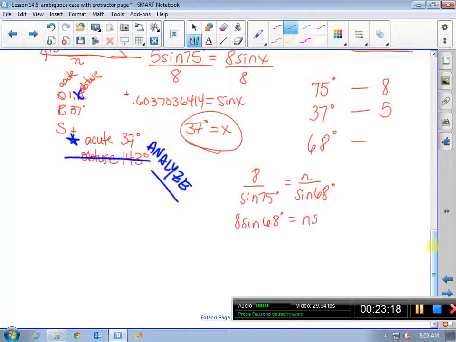Give it a pause if you want to try it yourself. You should try it yourself. Just see if you got the answer right. That side is 8 times the sine of 68, hit enter, divided by the sine of 75, hit enter. I've got that side is 7.679130876, so I'm going to say approximately 7.7.